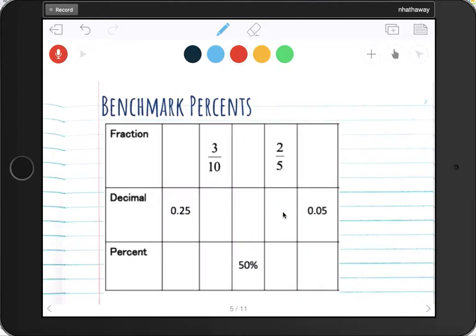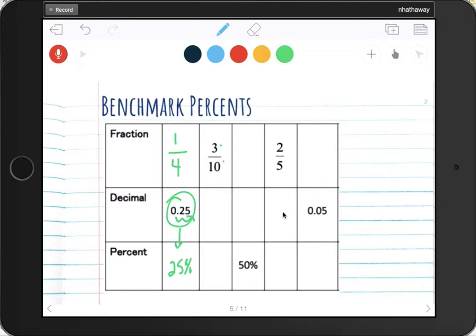So let's go over some benchmark fractions, percents, and decimals. Let's look at the first one, 0.25. Think of that as 25 cents. How many quarters make a dollar? 4. So 25 cents is 1 out of 4 quarters. And then going from decimal to percent is simple, where you just move that decimal 2 times to the right and you get 25%.